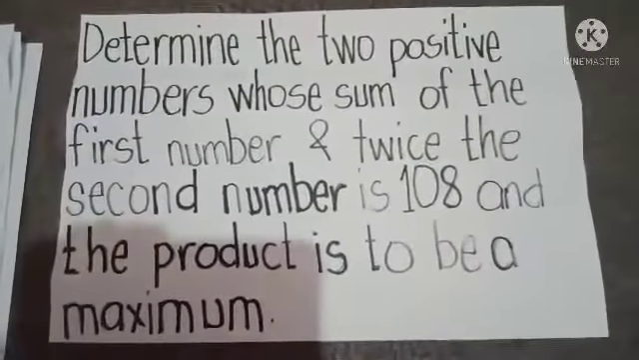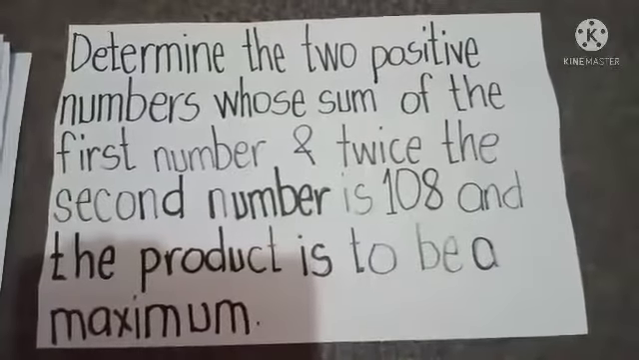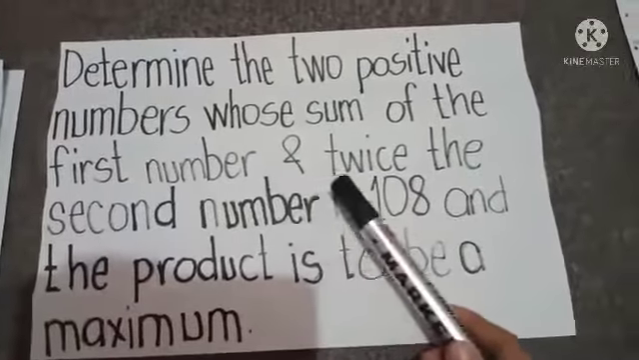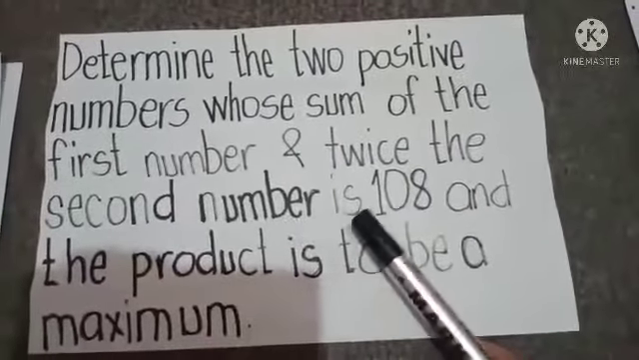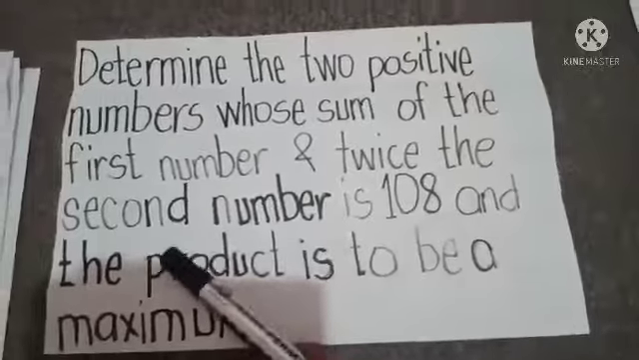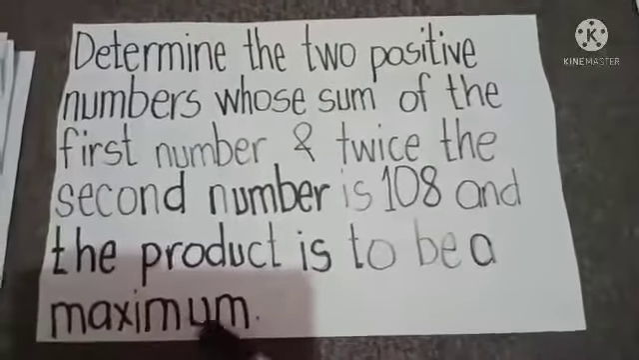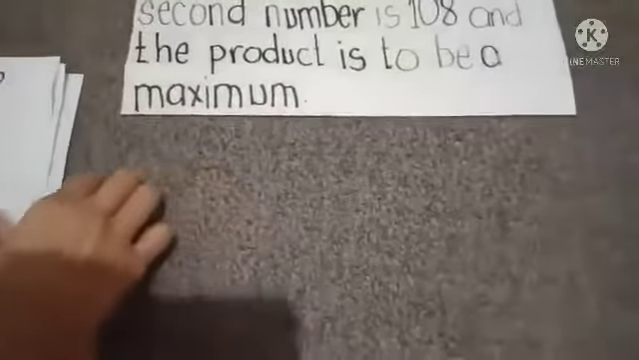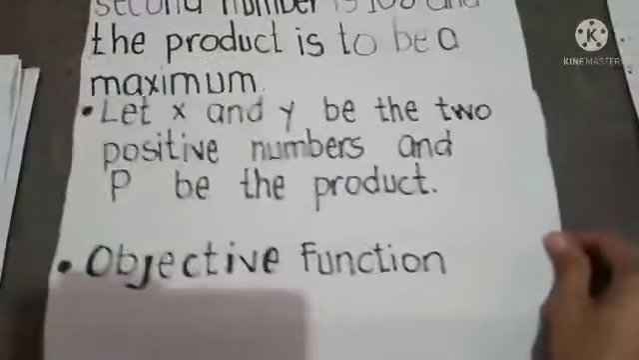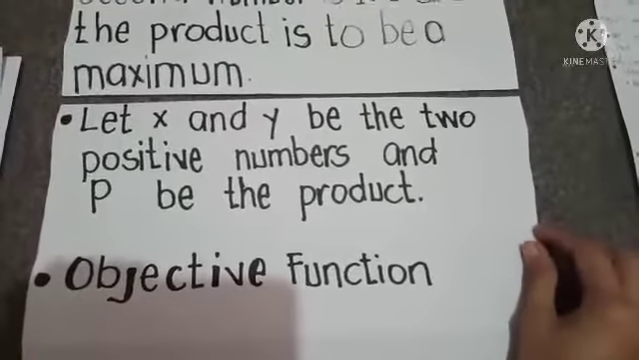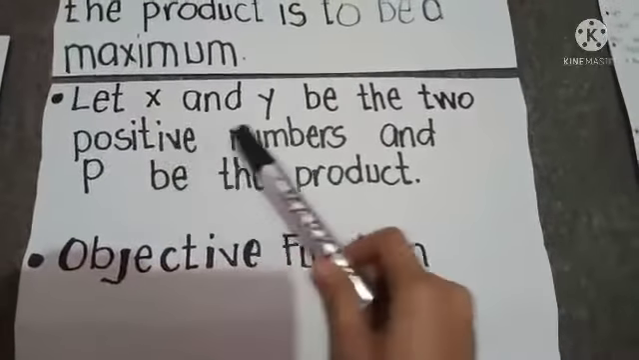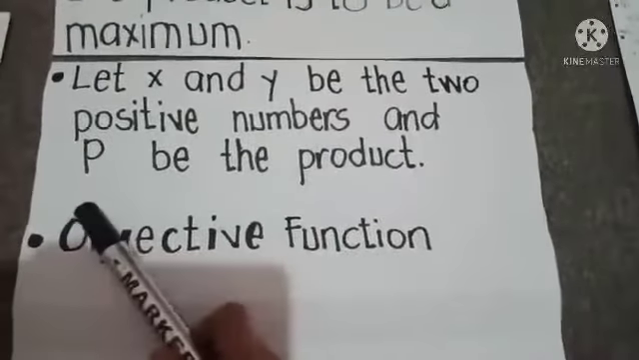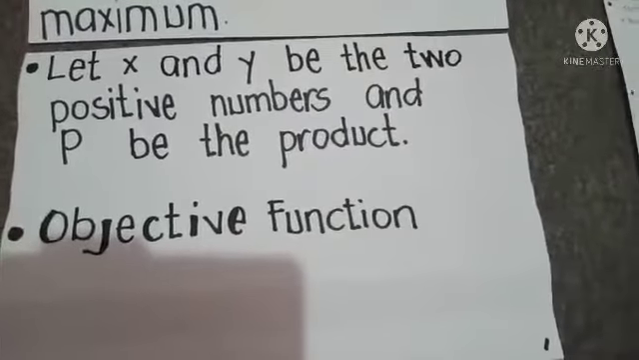The problem is to determine the two positive numbers whose sum of the first number and twice the second number is 108 and the product is to be a maximum. First, we need to label the given in the problem, in which we let x and y be the two positive numbers and p be the product.